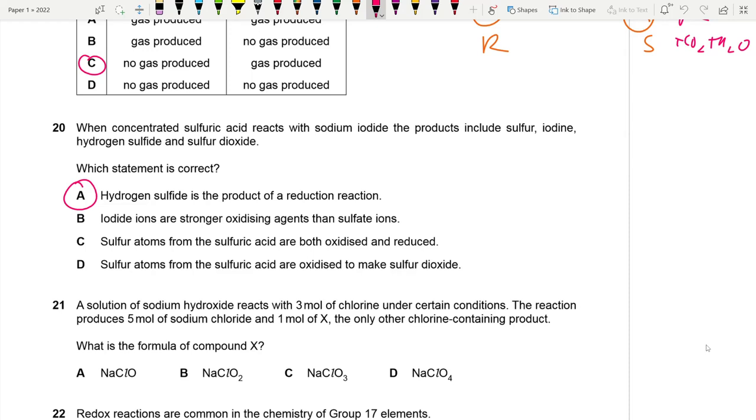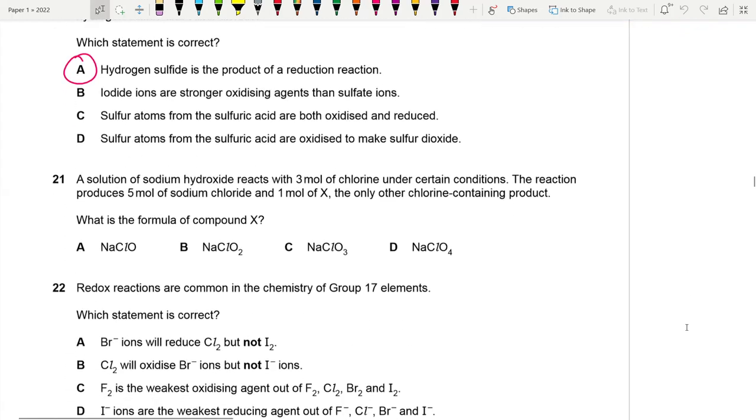Iodide ions are stronger oxidizing agents? Wrong. Sulfate ions are not stronger oxidizing agents than iodine; iodide ions are stronger reducing agents than sulfate ions. Sulfur atoms from the sulfuric acid are not only reduced? Sulfur atoms from sulfuric acid are oxidized? No, reduced to make sulfur dioxide.